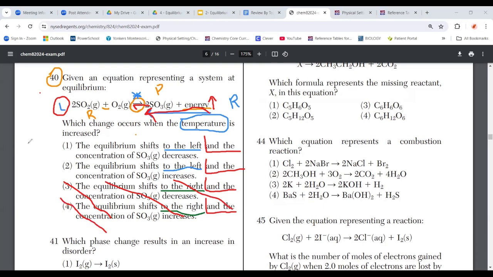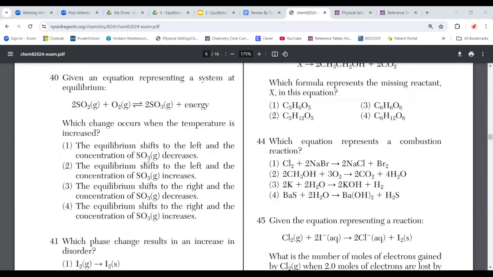The second part, now I get to look at the second part. The second part says that my SO3 is going to decrease or increase. Now, if I'm going backwards, I'm making this stuff. So I'm going to make more of it. So it's going to increase. Okay, I know that that's nowhere near as easy as you would like it to be, but it's still doable. So it's a very doable question. If you were to do this at the end of a Regents and try to work it out, you'd probably be able to figure it out.